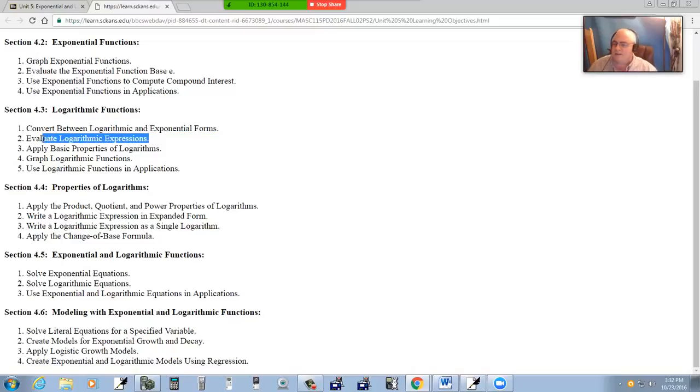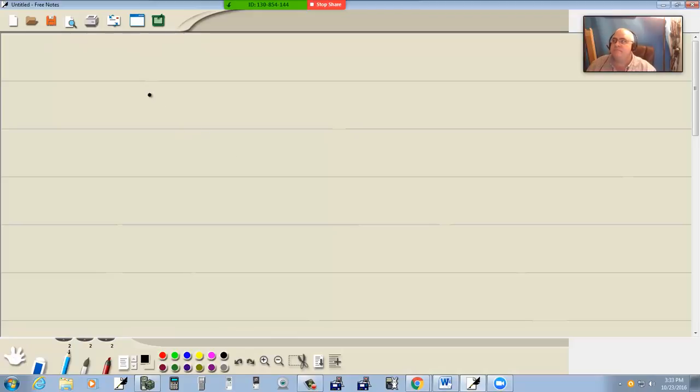Now to evaluate log expressions, let's take a look at that. If we're trying to evaluate log base 2 of 8, I'm first going to work an example, then I'm going to write down a property. Fairly straightforward idea, but sometimes it's not so easy to get in the right form.